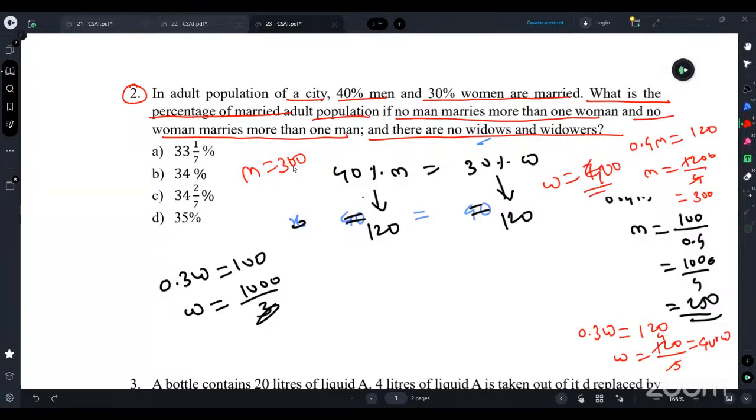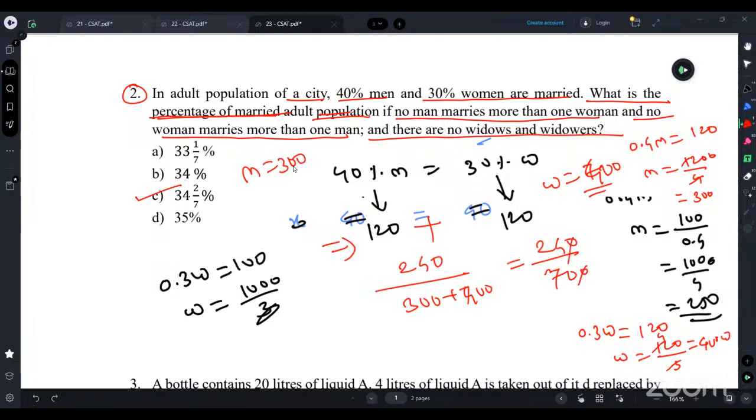Now what we want to do is find out the percentage of married adult population, right? So totally how many adults are married? 120 plus 120 is 240. Out of how much? 300 plus 400, 700, right? So 240 out of 700. So what will be this number? If you solve this, you will get the answer as 34 and 2 by 7 percent, right? So option C will be the correct answer in this case.